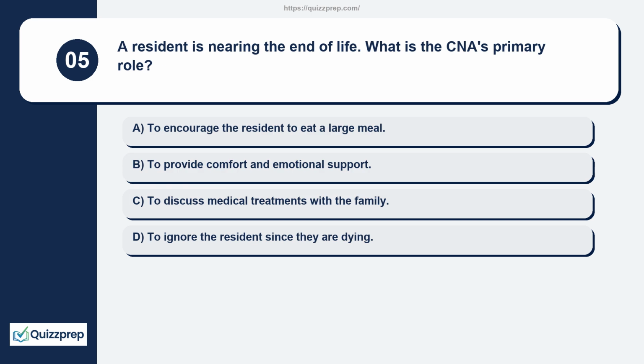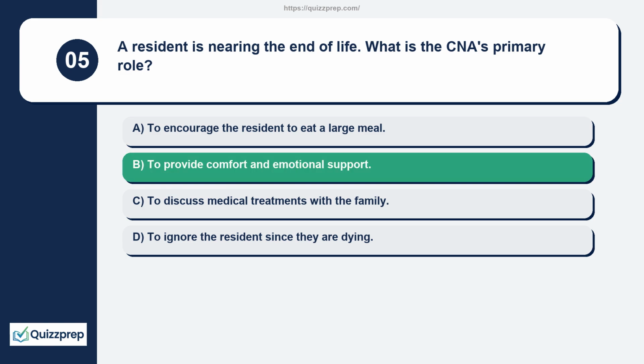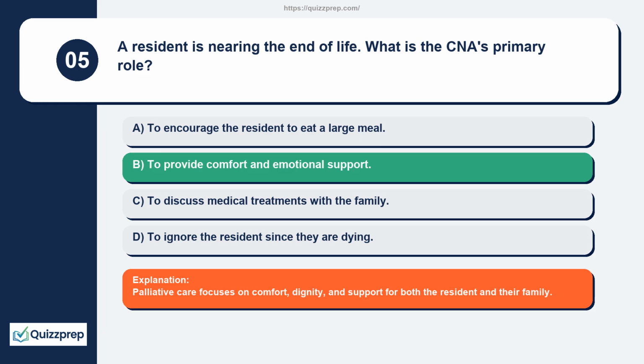Question 5. A resident is nearing the end of life. What is the CNA's primary role? To encourage the resident to eat a large meal, to provide comfort and emotional support, to discuss medical treatments with the family, to ignore the resident since they are dying. Palliative care focuses on comfort, dignity, and support for both the resident and their family.